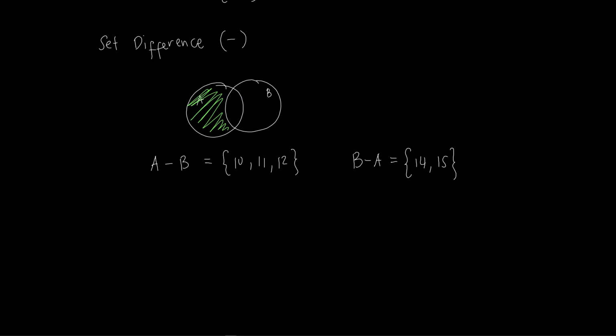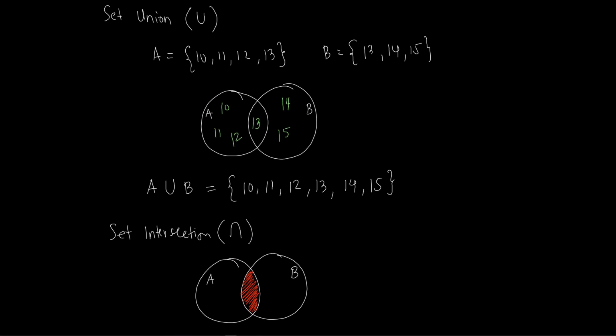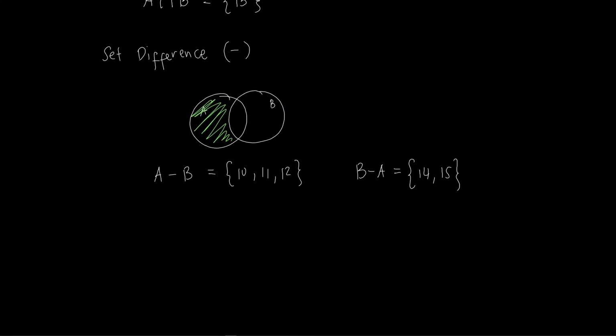And for B minus A is ano siya? Different siya from A minus B kasi nga, diba sa mathematics, yung 1 minus 2 is not similar to 2 minus 1. Pero sa addition, similar lang yan. So, 1 plus 2 is 3, then 2 plus 1 is 3 pa rin. Pero sa subtraction, hindi. So, B minus A, remove lang din natin yung A na part, so yung matitira is 14 and 15. So, yan yung B minus A, 14 tsaka 15.